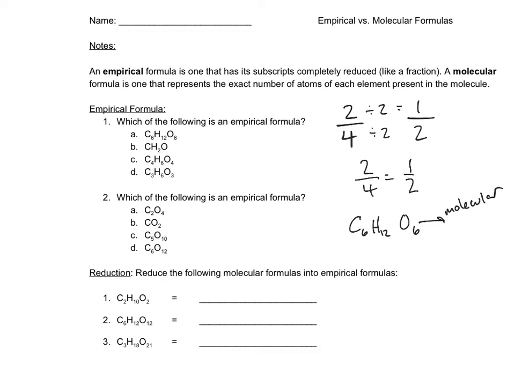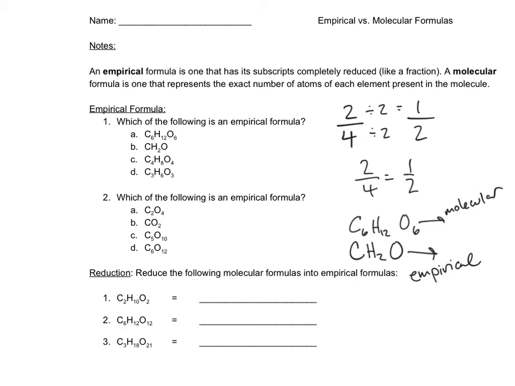But if you were finding this formula via percent composition, you would find its reduced form. So if you look at each of these numbers, you could divide them by 6 to get C1H2O. So that reduced formula is called the empirical one. Molecular is what's actually there, actually present in a molecule, but empirical is the reduced down form.